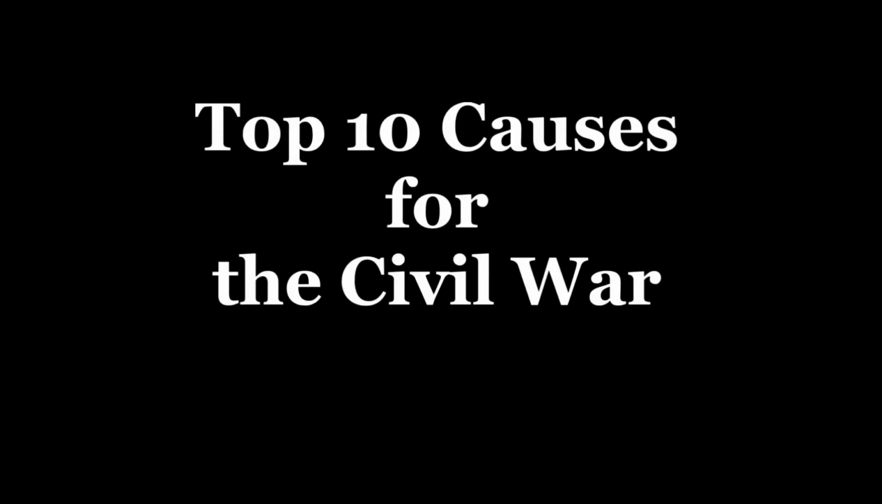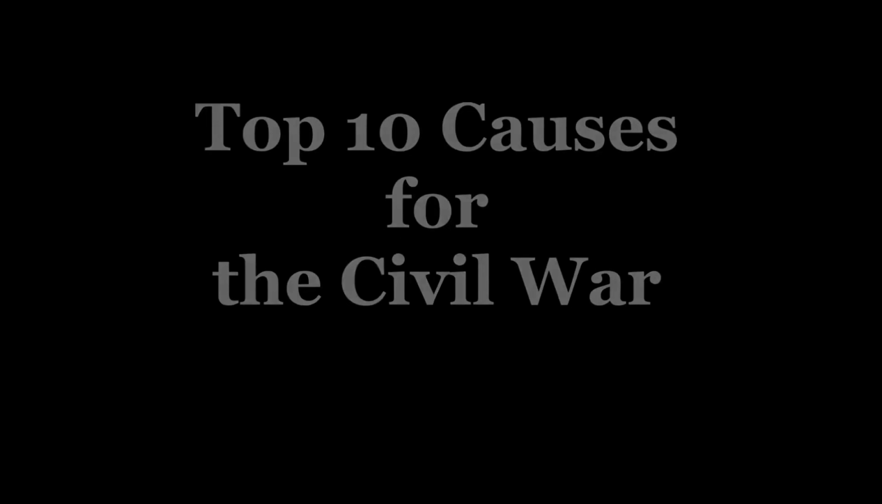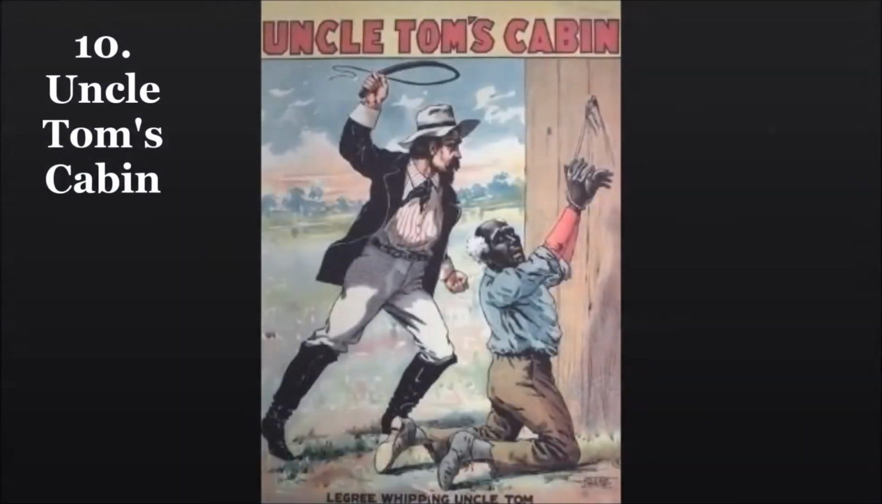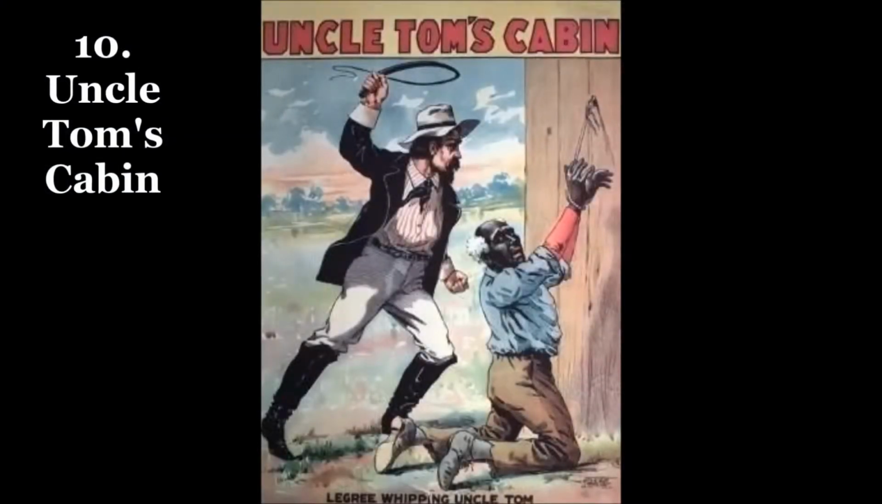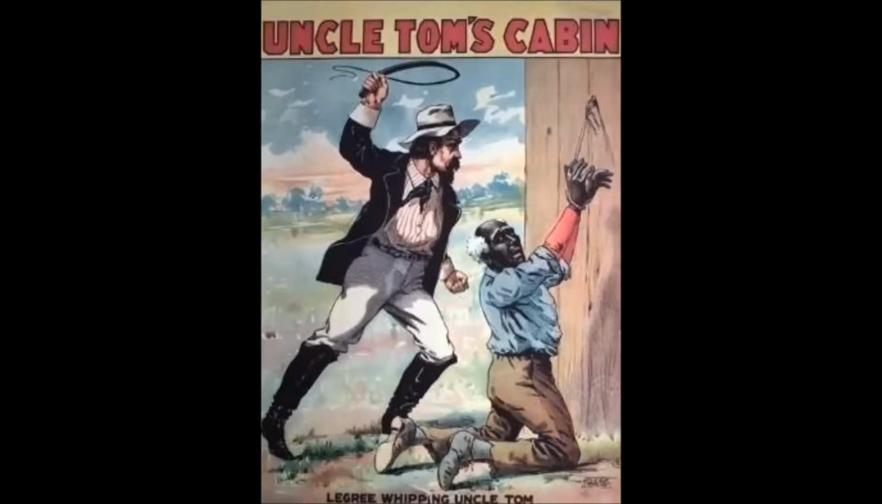The Top 10 Causes for the Civil War. Uncle Tom's Cabin was written by Harriet Beecher Stowe, who was absolutely appalled by slavery. The start of her book was caused by her disagreement with the Fugitive Slave Law, in which she was encouraged to write Uncle Tom's Cabin. The book sold millions in the U.S.